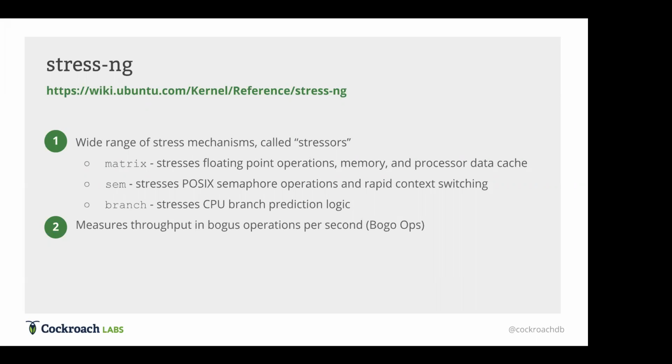These different stressor mechanisms are the key to StressNG. The tool comes packaged with a large suite of stressors, and each one exercises one or more subsystems of a computer. I've listed some examples here. The matrix stressor stresses floating point operations and a system's memory hierarchy. The semaphore stressor stresses the kernel semaphore implementation, as well as performing rapid context switching between OS threads. Finally, the branch stressor stresses a CPU's branch predictor. So we can see just how varied these stressors are in terms of the work that they perform.